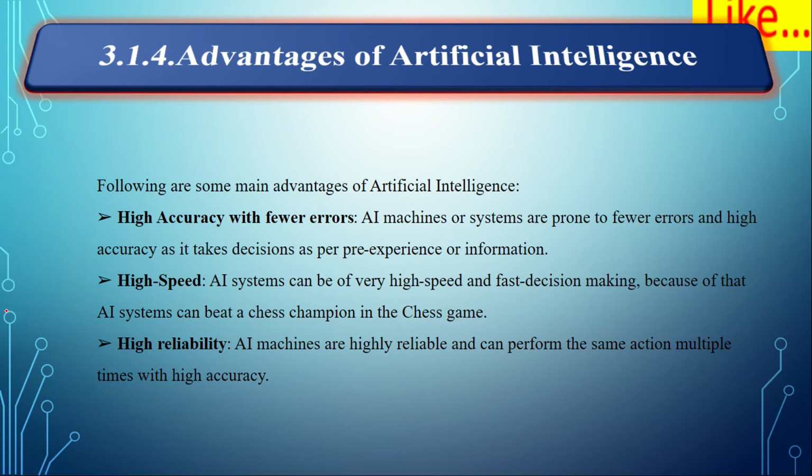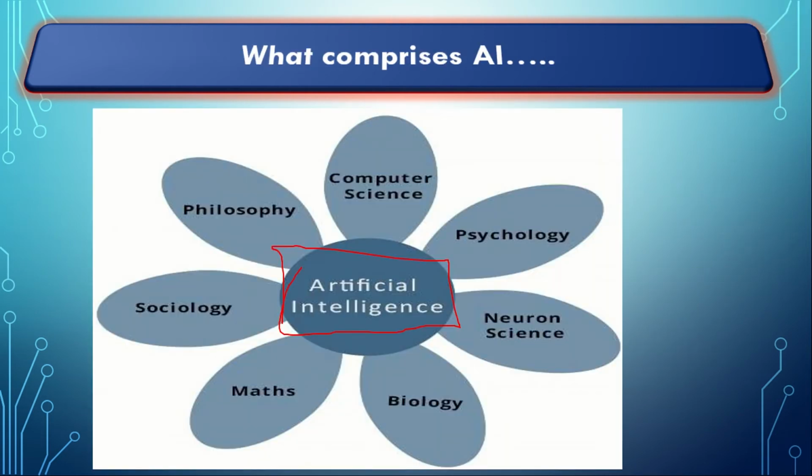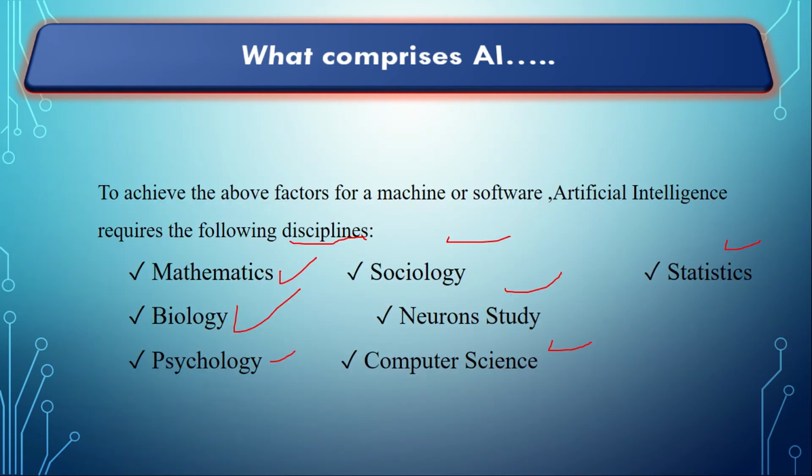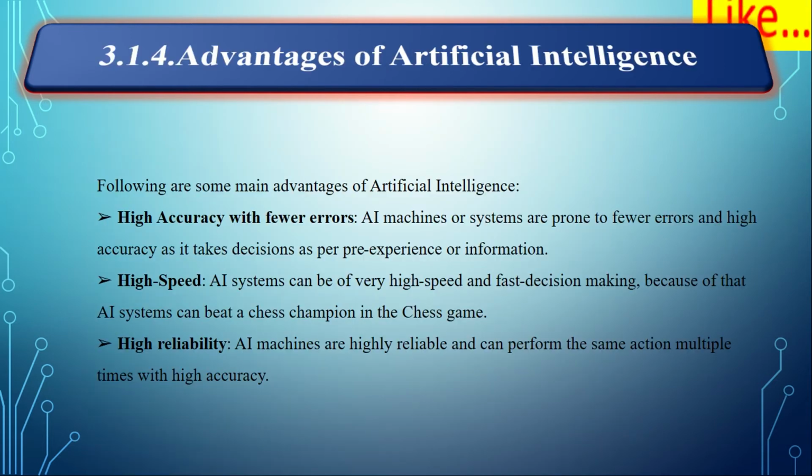They take action without any pre-criteria, because firstly they are built based on these disciplines: sociologically, mathematically, biologically, neurologically, and other disciplines. After that they take action without any calculation, because they are pre-trained or pre-experienced, or have more information to decide. They don't take more time, so they have high speed, high accuracy, and fewer errors.